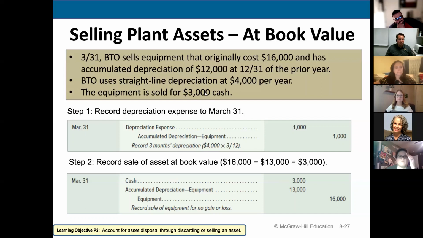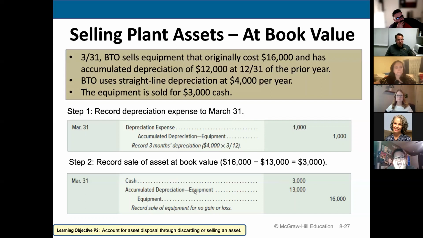So again, first thing we have to do is bring our depreciation expense up to date as of March 31st. This one tells us it's $4,000 per year, and so we're selling it at the end of March. So 4,000 times 3/12 comes out to be $1,000. So we debit depreciation expense and credit accumulated depreciation.